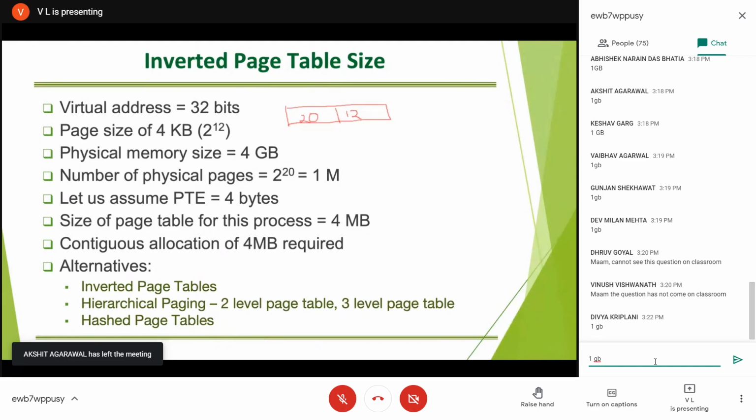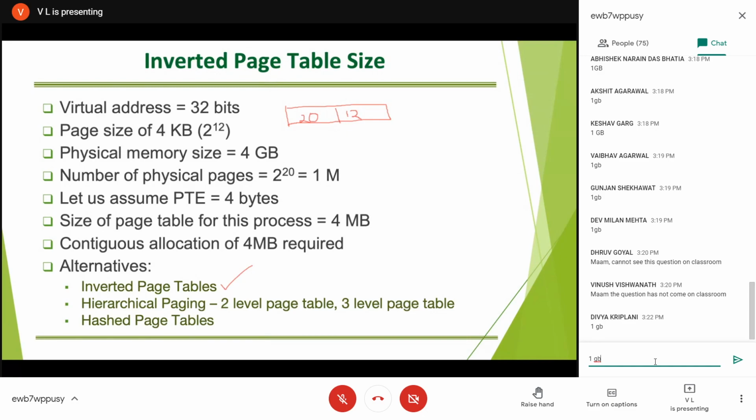And you also need to keep some more, otherwise 20 bits will be actually more than 2 bytes. So you also need to keep protection bits, etc. So I'm assuming 4 bytes. So the size of the page table for this particular scenario will be 4 megabytes, but it will be for all the processes. Okay, so this is what we have covered, inverted page table.